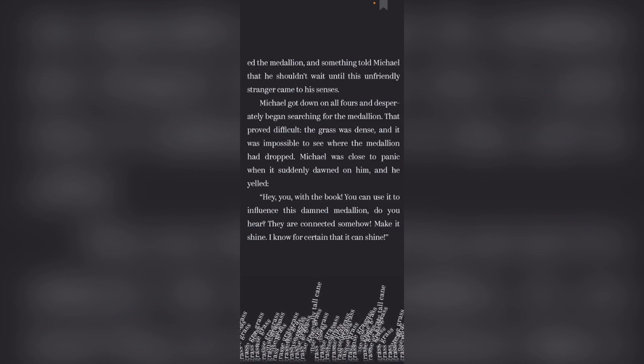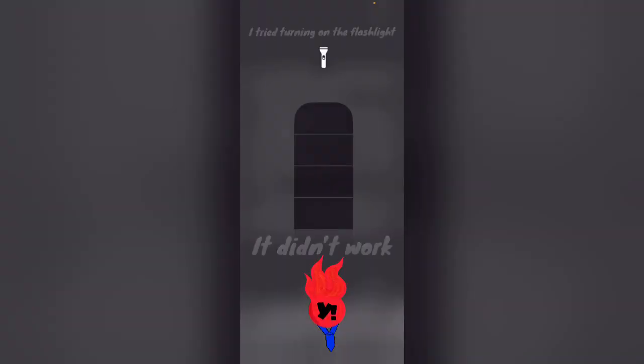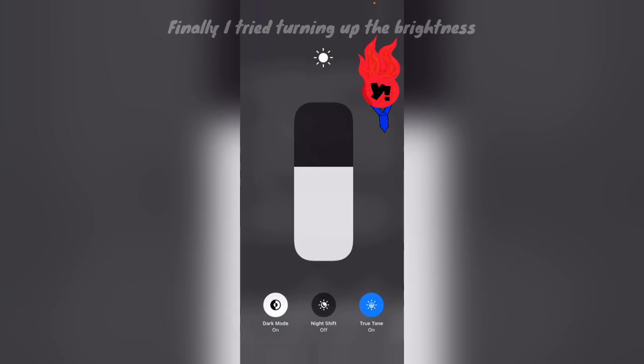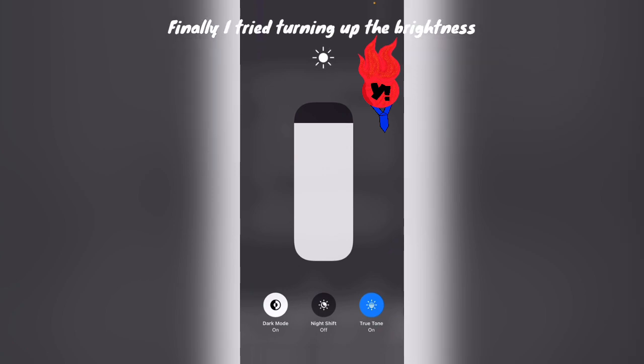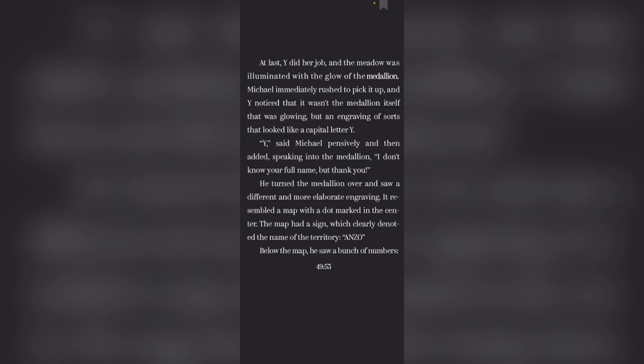Okay. What is this thing? Grass? Dense grass? Really tall cane. Okay, so I need to make it shine? How do I do that? Nope. Did that do anything? Oh, okay.